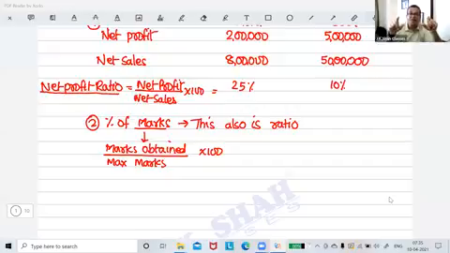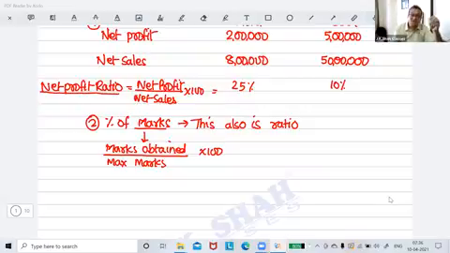You can compare one company's performance with that of another company. Also, the company can compare its own performance with its own past performance. Understood? There are two ways of comparison: external comparison and internal comparison. The company compares its own performance with some other company, that is external comparison. And internal comparison: where were we 5 years ago? What was our GP ratio, gross profit ratio, net profit ratio 5 years ago, and what is it today? Both ways of comparison are possible.